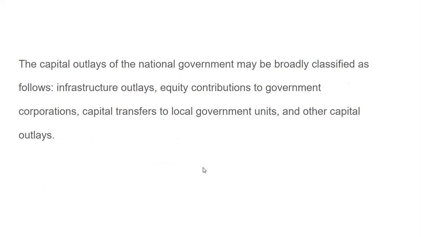Now, capital outlays of the national government may be broadly classified as follows. One is infrastructure outlays, then equity contribution to government corporations, capital transfers to local government units, and other capital outlays. So it may invest in other projects, and make capital outlay transfers to government units.